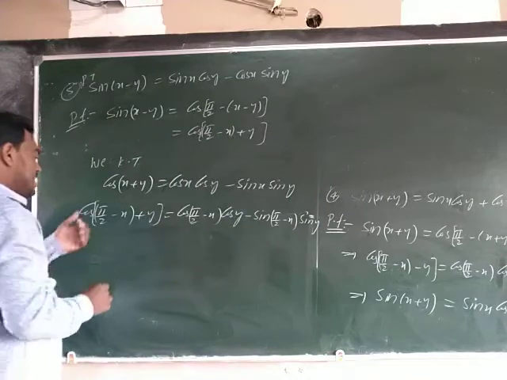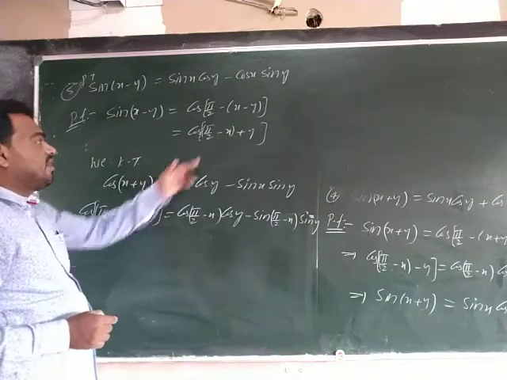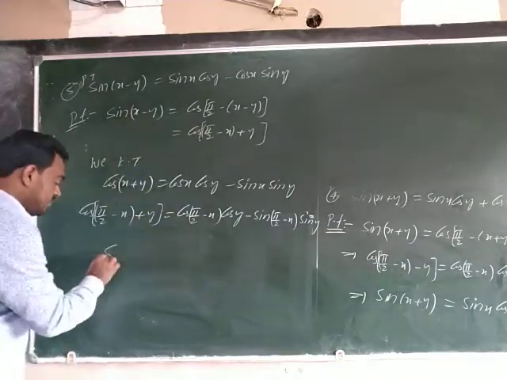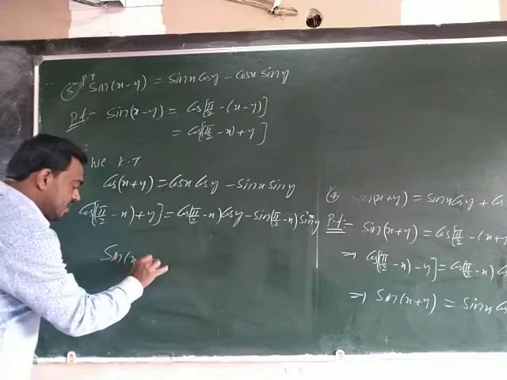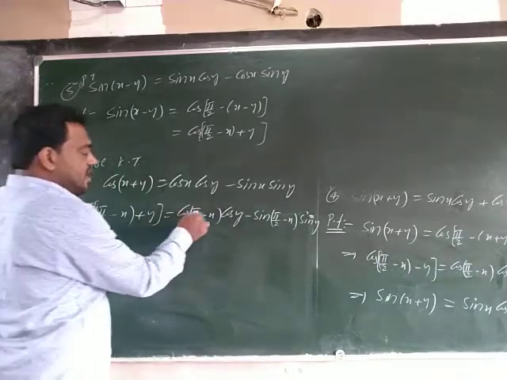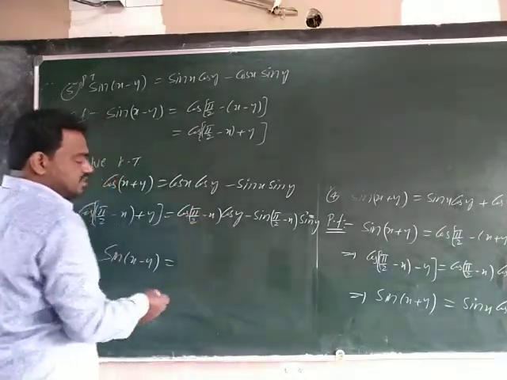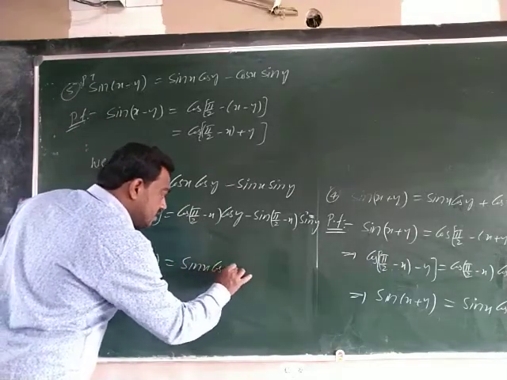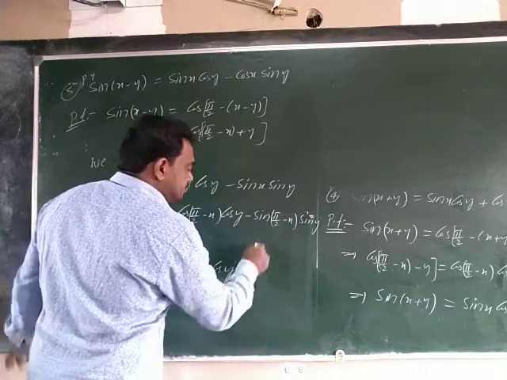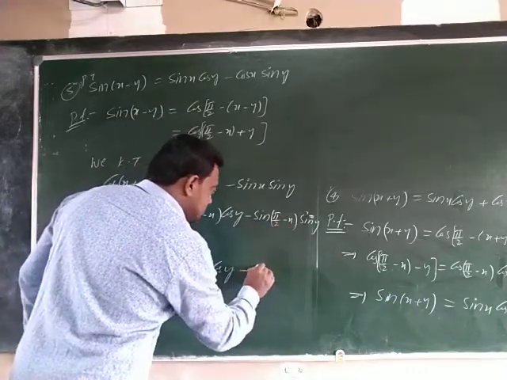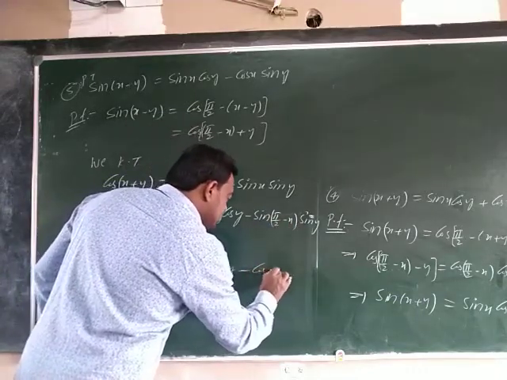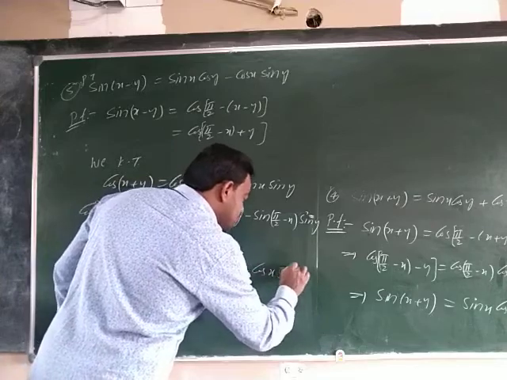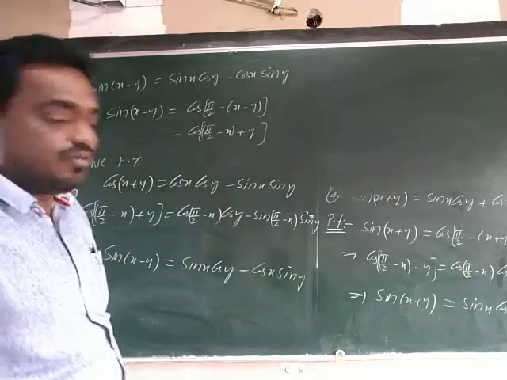This cos of ((pi by 2 minus x) plus y) is nothing but, given the question, sin of (x minus y), which is equal to cos of (pi by 2 minus x) times cos y, minus sin of (pi by 2 minus x) times sin y. So this is equal to sin x cos y minus cos x sin y. This is the proof. Okay.